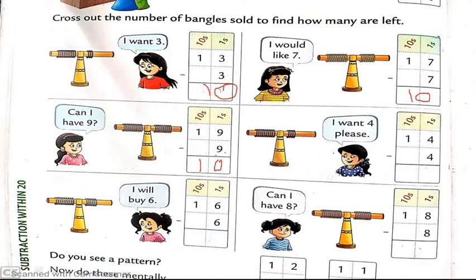Again, this girl wants 4 bangles. I want 4 please. So what should we do? As you have seen, we have to subtract 4 from the number 14. 1 is present in the tens column and 4 is present in the ones column. Now while subtracting this, put 4 in the ones column and start the subtraction. 4 minus 4, we get 0. 1 minus nothing, so we write the same number in the tens column.